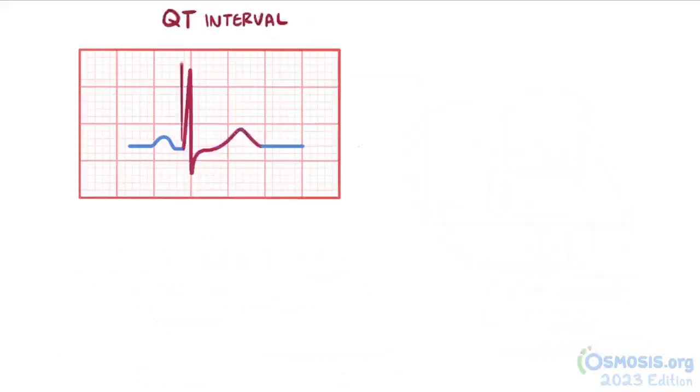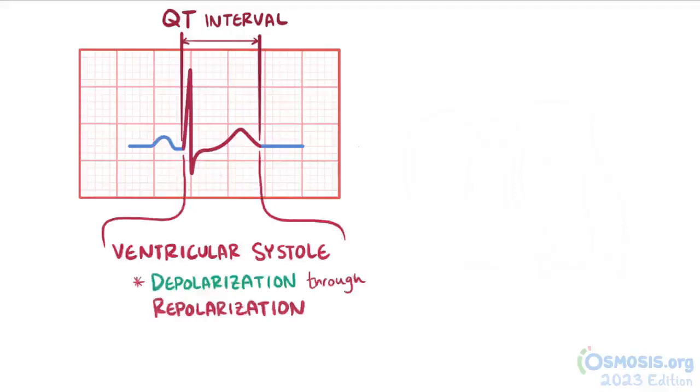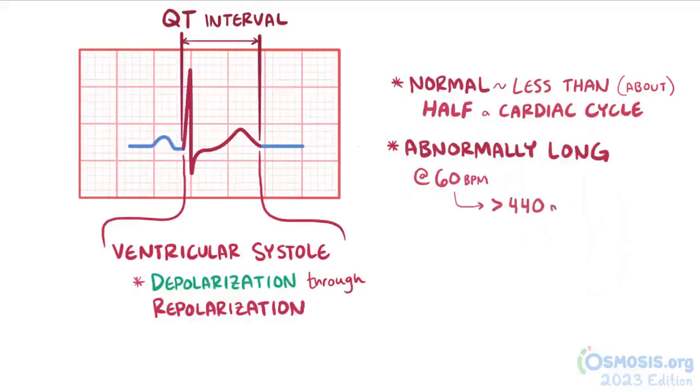Finally, the QT interval spans from the beginning of the QRS complex to the end of the T wave, and it represents ventricular systole, meaning the entire span from depolarization through repolarization. Normally, the QT interval should be less than half a cardiac cycle. In fact, for a heart rate of 60 beats per minute, the QT interval is generally considered to be abnormally long when it's greater than 440 milliseconds in men, or 460 milliseconds in women.